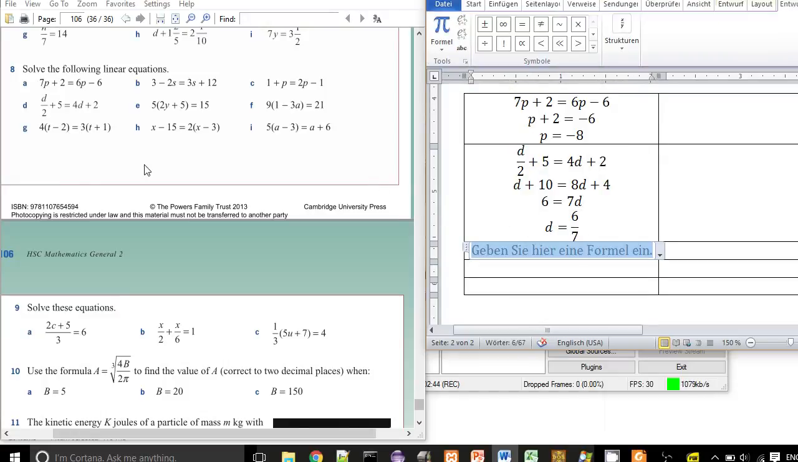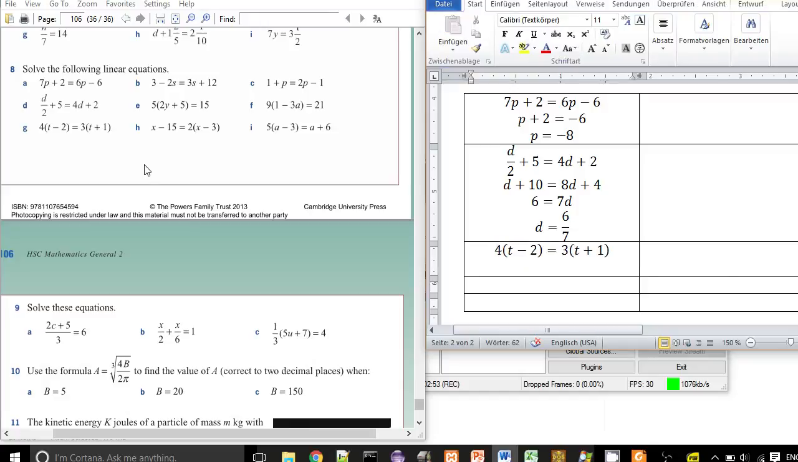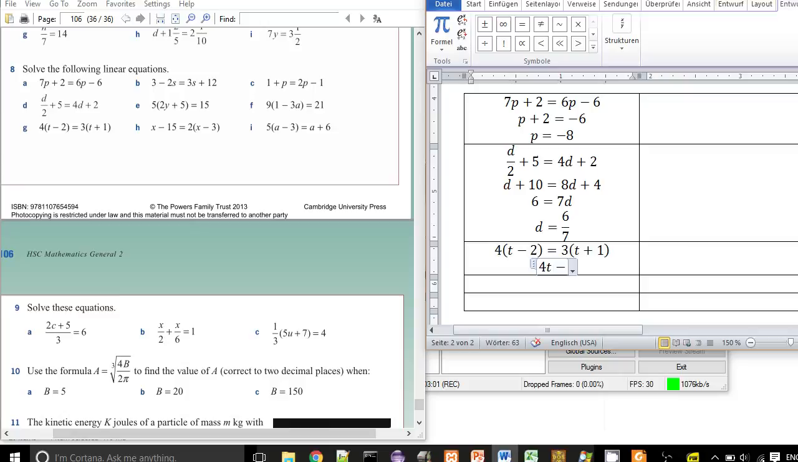Alright, I'm going to do G. I think I'll just do lots of them, because there is a variety, and if you take the time to watch all of them, it should help. This one, the easiest way is probably to expand both sides first. So that'll be 4t, 4 times 2 is 8. Make sure you times that by that, that by that. This side is 3t plus 3.